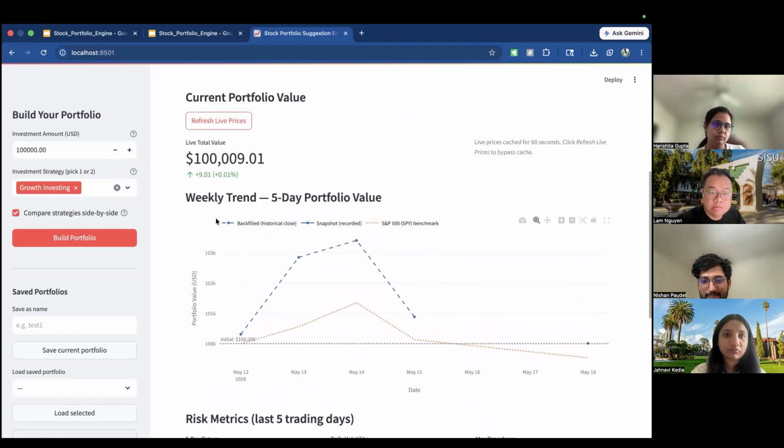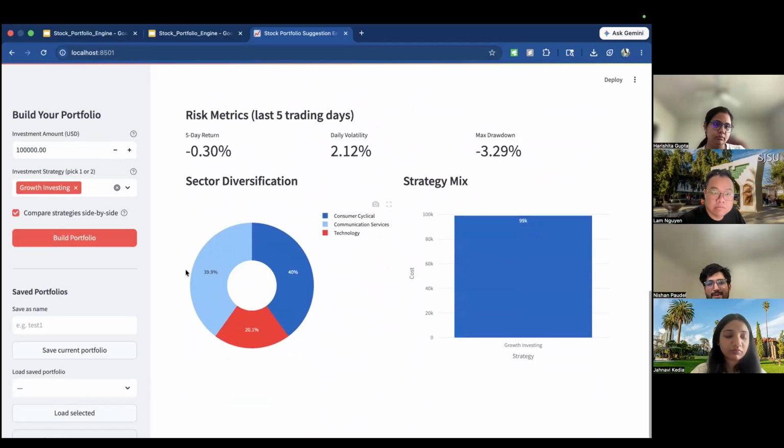Let's go back to sector diversification. This pie chart shows our sector diversification. We have a portfolio with different kinds of stocks, and a lot of stocks belong to different sectors. Right now we are investing in technology, communication services, and consumer cyclical. That is the current diversification in the current portfolio. This pie chart shows the diversification view. That is it, and we have 2 more test cases, and Lam will take over those.